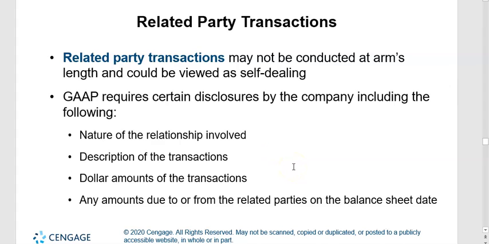Related party transactions typically need to be disclosed. A lot of times related party transactions happen between corporations who are related. So like you've got subsidiary corps that are all owned by the same parent. Those are related corporations and they would be related parties. So just to make sure that everything's as it should be, and that it was conducted at arm's length, you need to disclose the nature of any relationship, the nature of any transactions, the description, the dollar amounts of them, and then any amounts that are due to or from related parties on your financial statements.